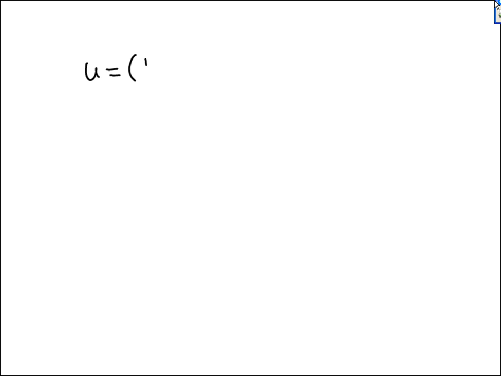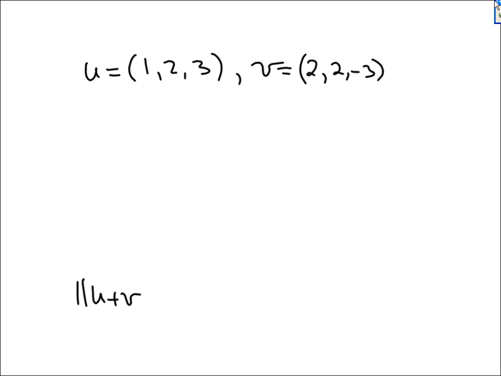If u is (1, 2, 3) and v is (2, 2, -3), I want to show that the length of u plus v is less than the length of u plus the length of v. So first let me find out what u plus v is.